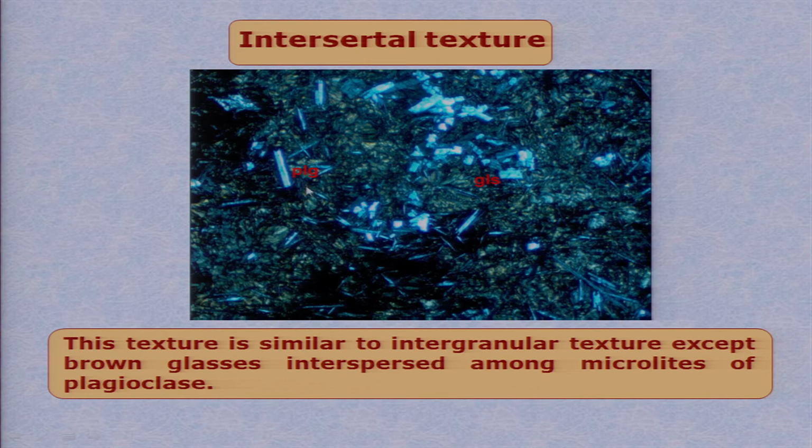Intersertal texture is because of the disposition of the minerals. These are the crystalline minerals. They are disposed in a glassy matrix, and the space left after the disposition of the minerals is occupied by black colored glass. This kind of texture is known as intersertal texture. This texture is similar to intergranular texture, except that brown glass is interspersed among microlites of the plagioclase. This is called intersertal texture.